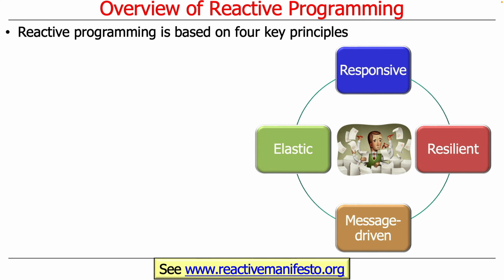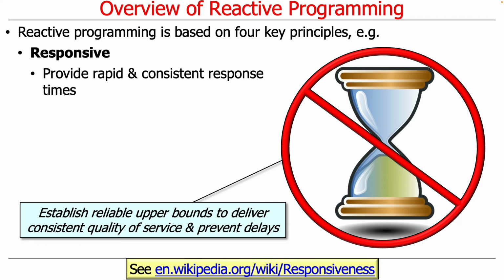There are 4 key principles in reactive programming. These should be pretty familiar to you by now. There's responsive, which means you want to have rapid and consistent response time. You want to have ideally reliable upper bounds on the time needed to deliver consistent quality of service and prevent delays. You want things to be responsive. You don't want to wait. You don't want to have the spinning hourglass, the spinning wheel, or the hourglass of death and hourglass of delay and so on.